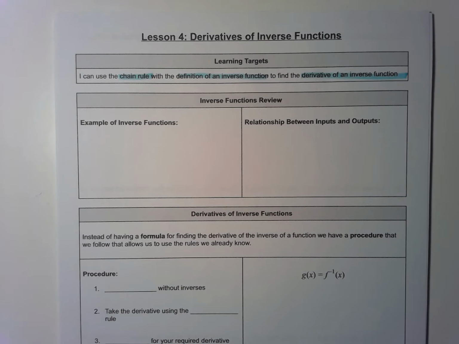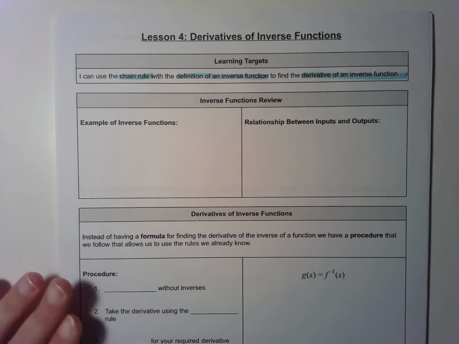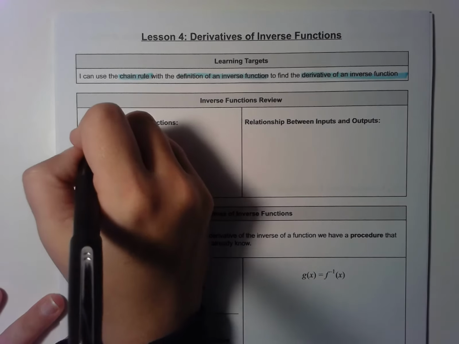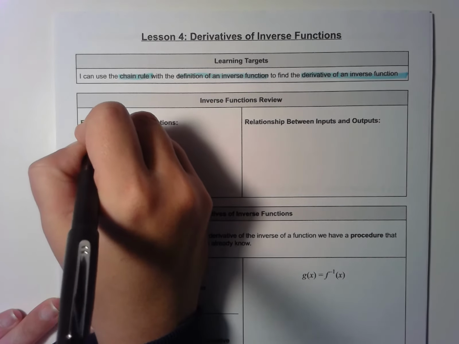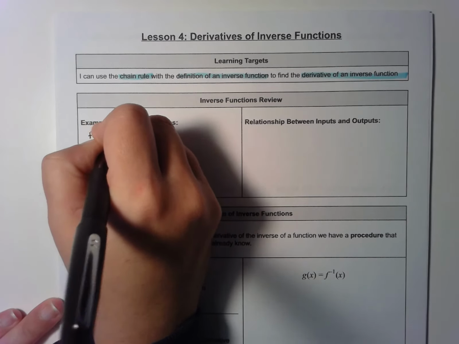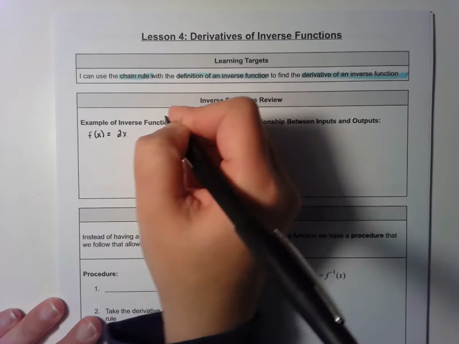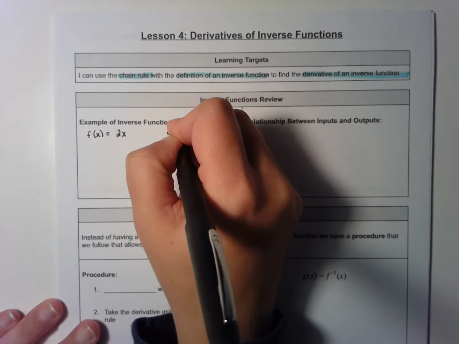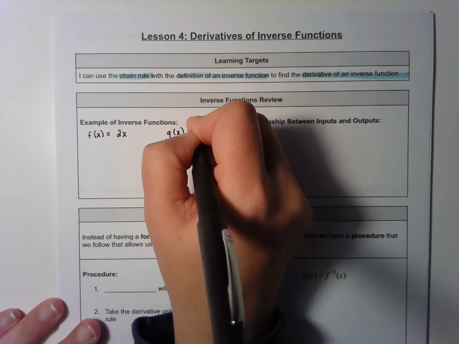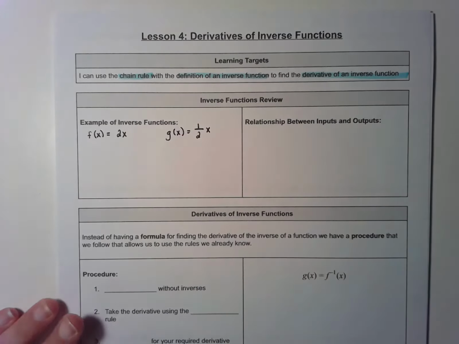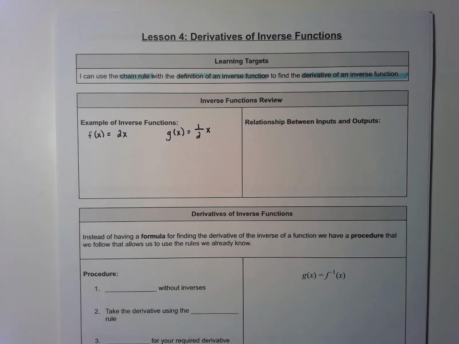And what I'd like to start with at the beginning here is just a brief review of what inverse functions are. Inverse functions are two functions that kind of undo each other, just like inverse operations undo each other. An example would be something like this. Let's say that f of x is equal to 2x and g of x is equal to 1/2 x. These functions would be inverses because they're doing opposite things to x.